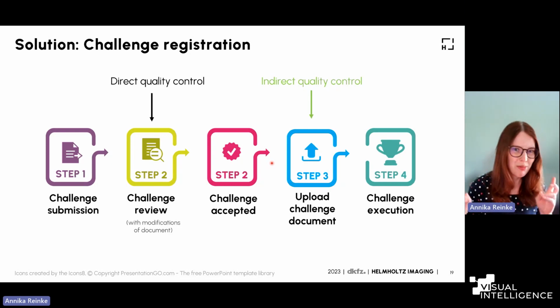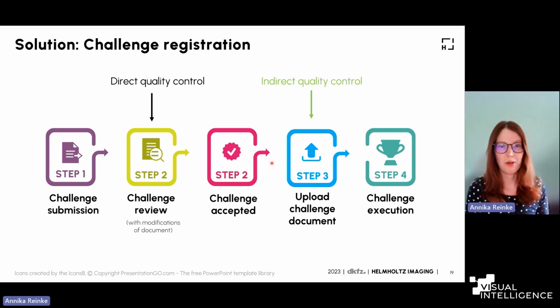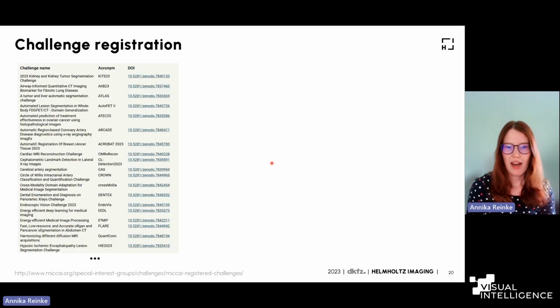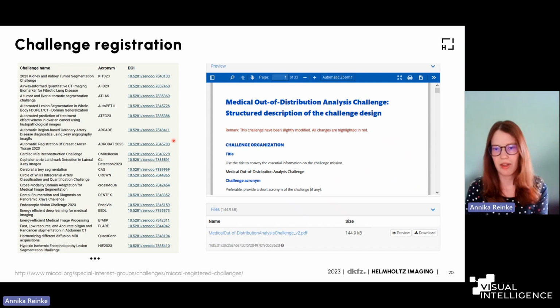So somehow peer pressuring people to stick with their proposals, because all of the information was publicly available, and people would automatically start complaining if the information differs. You would have this list of different challenges with a DOI link to the design document, looking something like this.